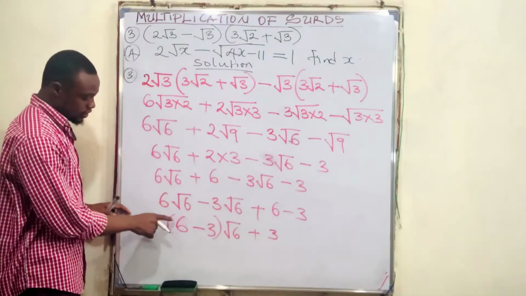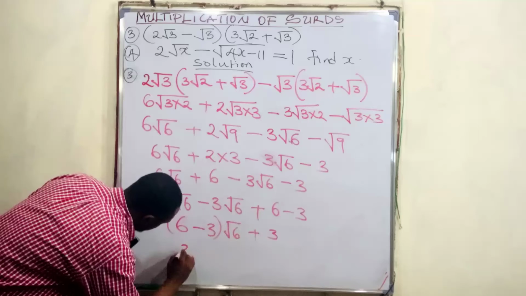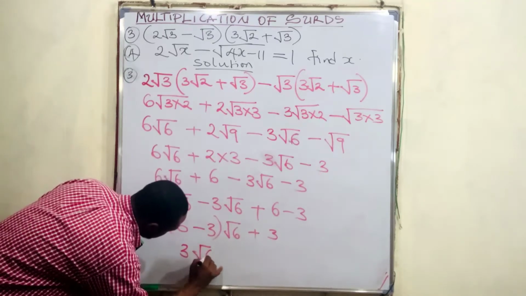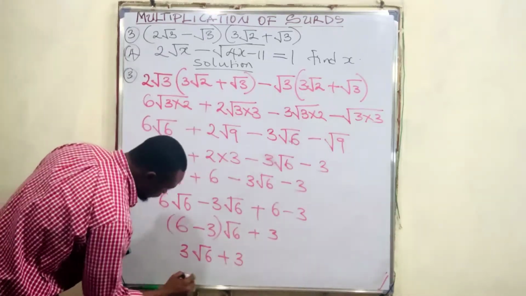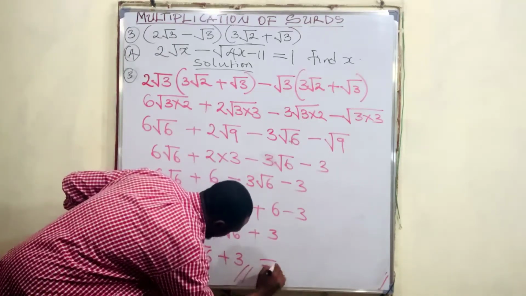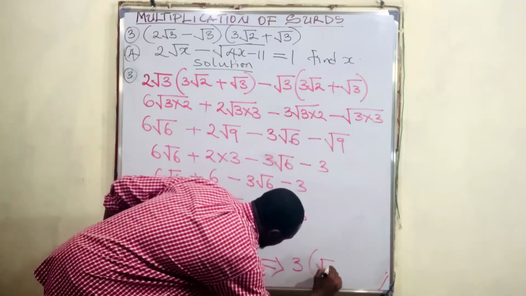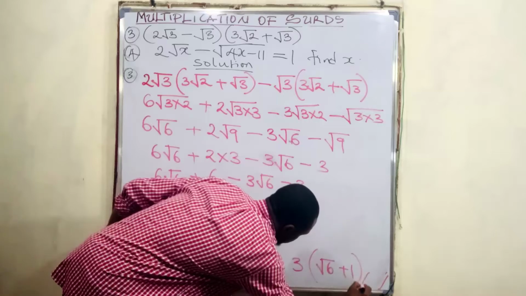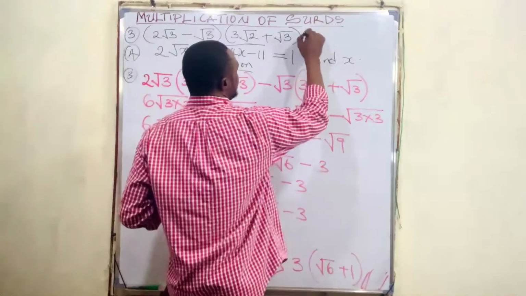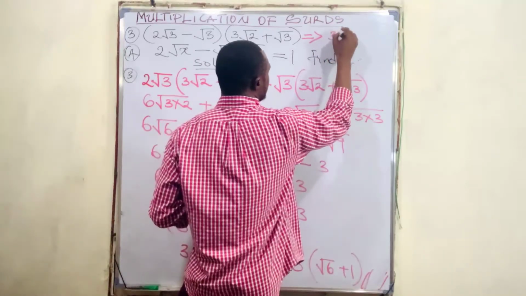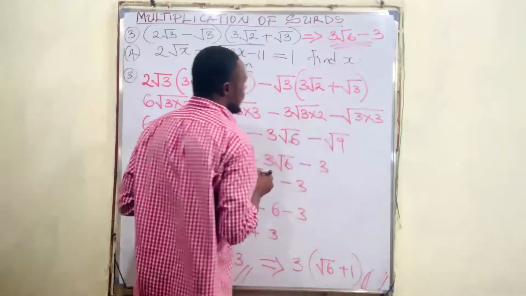We finally have that 6 minus 3 is 3. So this is 3 root 6 plus 3. So you can leave this as your final answer, or if you factor out 3, you are left with root 6 plus 1 inside a bracket as your final answer. So the answer to this question is 3 root 6 plus 3. So that's the answer to that question.